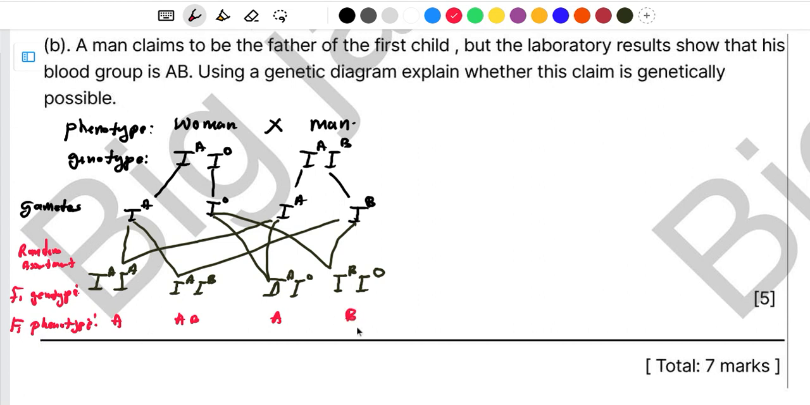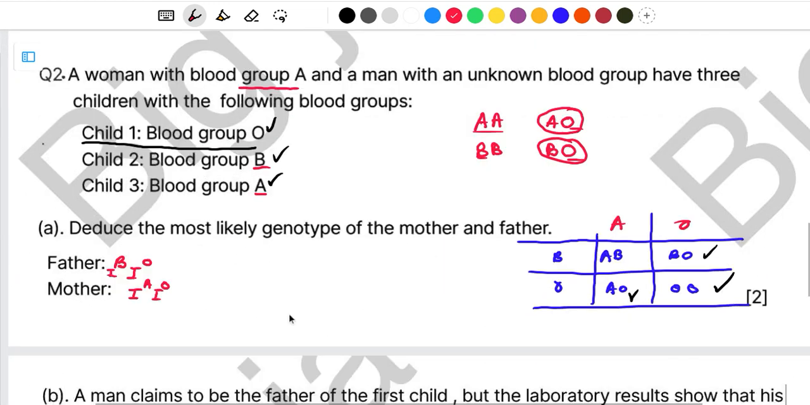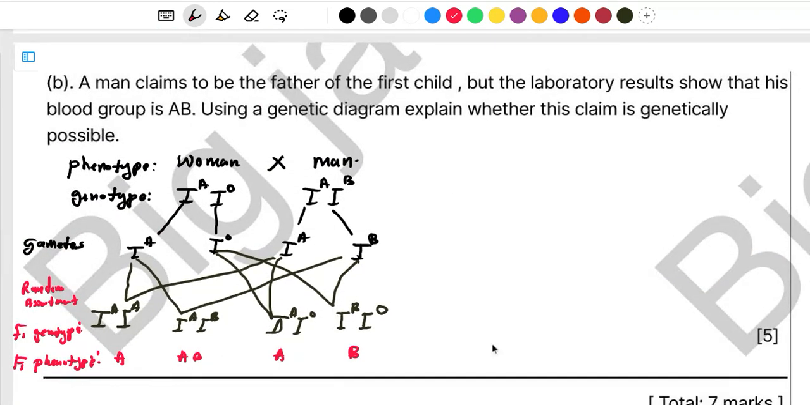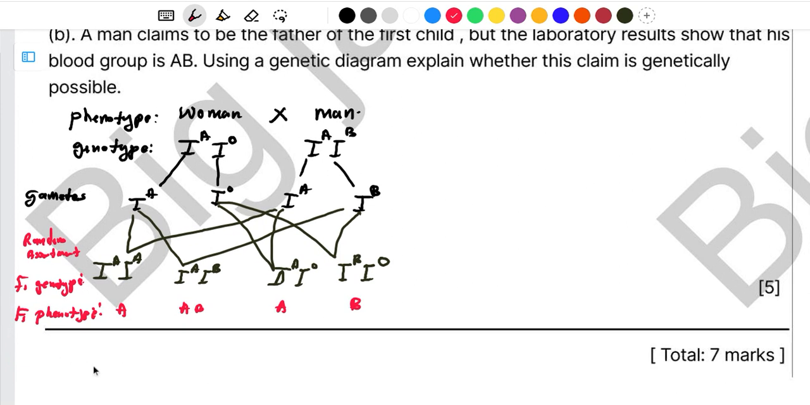So as you can see, are we having any child here who is having blood group O? Because the first child here is blood group O. Now, are we having any child here who is having blood group O? No. So meaning to say, the claim was not genetically possible. So the conclusion is going to be, the claim was not genetically possible. This is how you're supposed to conclude, as simple as that. But if you're not going to conclude, they're not going to mark you. So the claim was not genetically possible, then you are done.